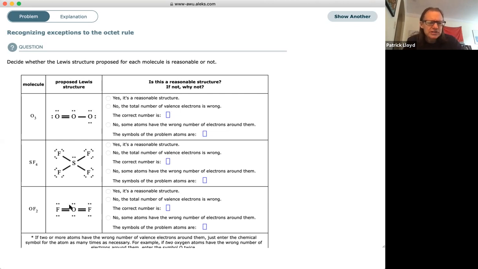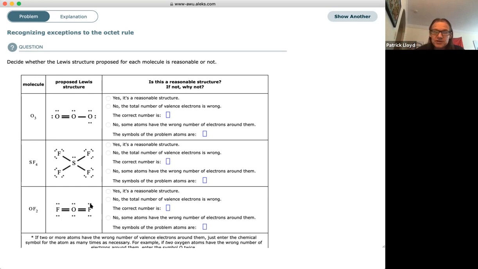Now, the last one is OF2. This one actually looks, well, I don't know. Let's take a look. It seems to have a lot of electrons. Oxygen is O, so that's 6. Fluorine is 7, right? It's in group 7A. So 2 times 7 is 14, plus 6 is 20. 20 valence electrons. Do we have 20? I don't know if we do. We have 2, 4, 6, 8, 10, 12, 14, 16, 18, 20. We do. There are 20 electrons.